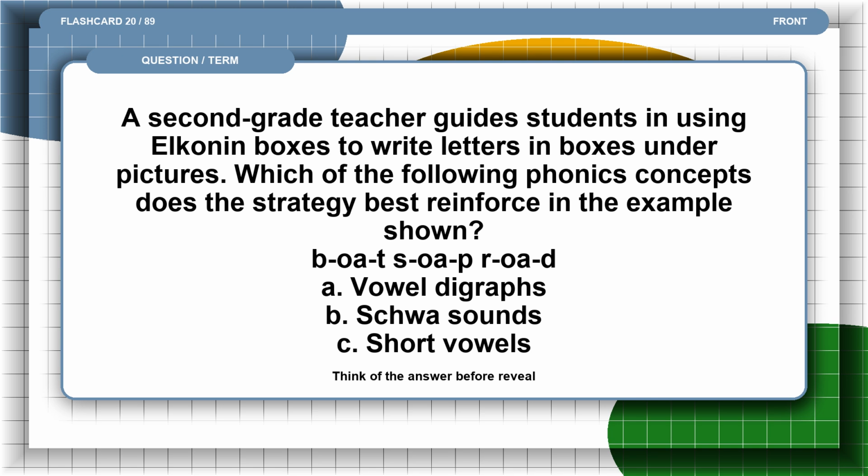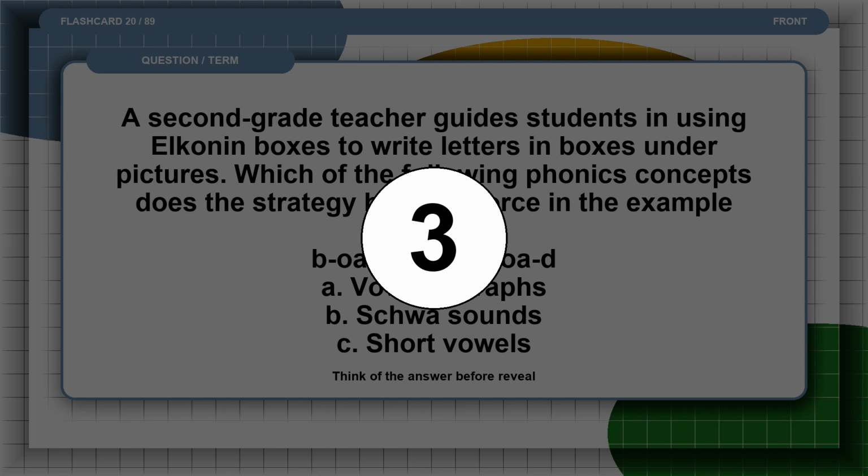Vowel digraphs. B. Far sound. C. Short vowels. Pause and think of the answer before the reveal. The answer is A.